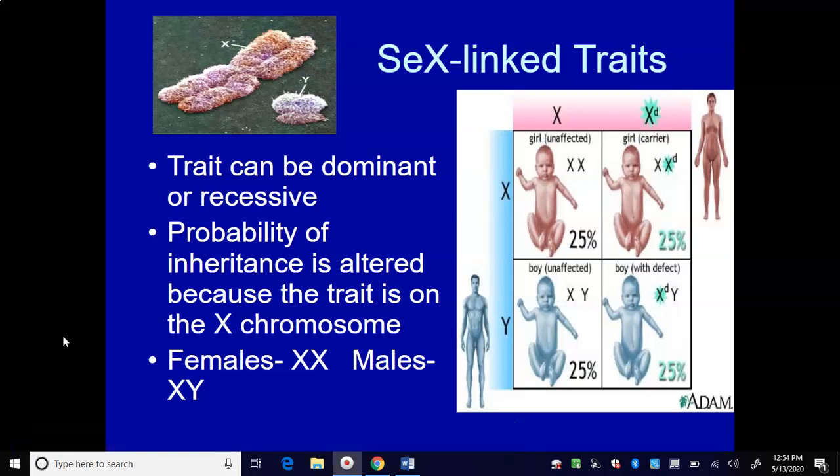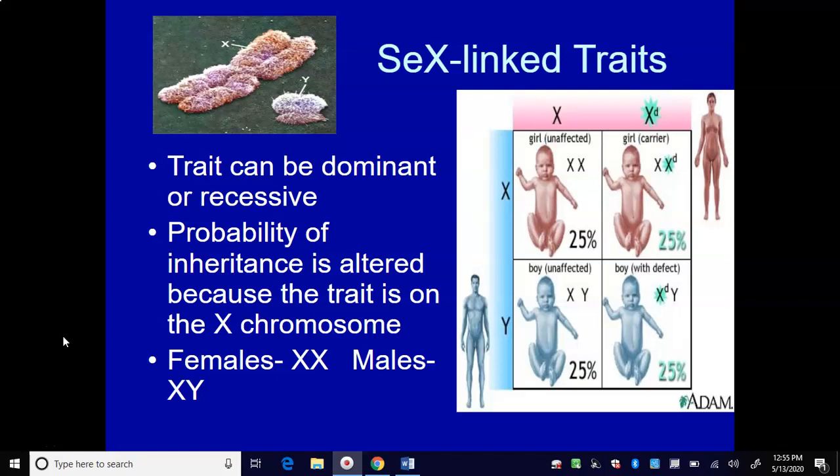When we're talking about sex-linked traits, we're actually talking about the traits that are on the X sex chromosomes. These traits can be dominant or recessive. The probability of inheritance is altered because the trait is on the X chromosome. If a male gets the trait, he automatically has it because he only has one X. Females will often be carriers, so they won't have the trait, but they'll have one allele for it and will pass it on to their sons. They're technically healthy and don't have the trait, but they'll pass it on to their sons, and then the sons will get it.